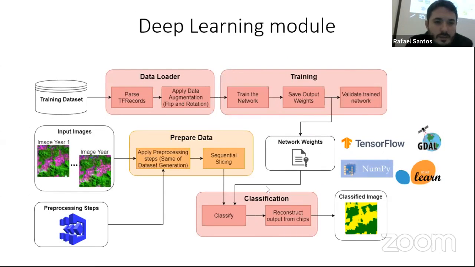And then we have the deep learning module that basically has a very optimized data loader based on TF records, and an optimized training pipeline also. You can load the preprocessing steps to preprocess the image you need to classify after the network is trained, load the weights of the trained network, and then perform your classification. This platform was mainly developed on top of TensorFlow, NumPy, GDAL, and scikit-learn. TensorFlow is responsible for the deep learning part.